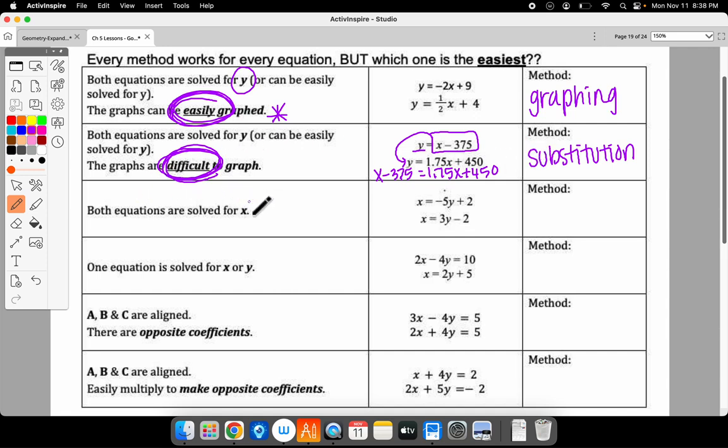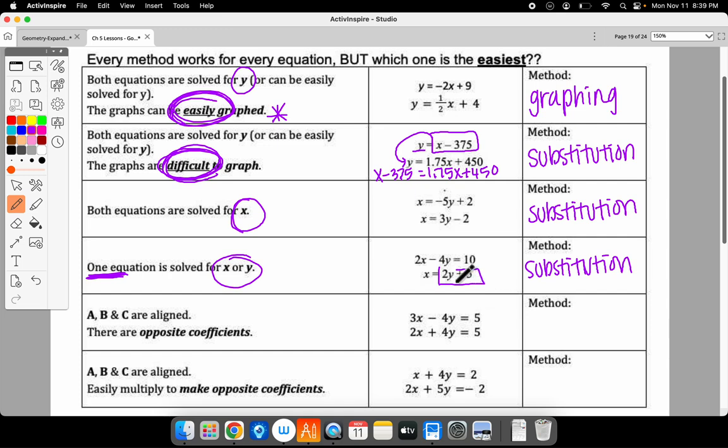If both of your equations are solved for x, those equations cannot be graphed. So for this one, substitution is going to be your best bet. If only one equation is solved for x or y, doesn't matter, your best bet is going to be substitution. Because you can box this up and plug it into the other x.